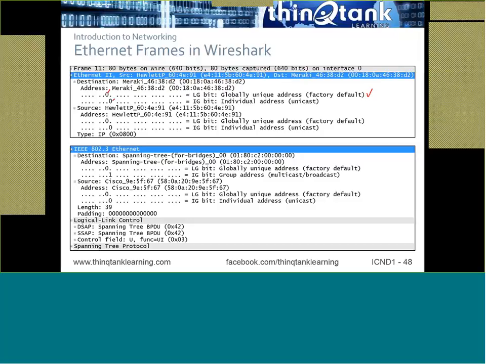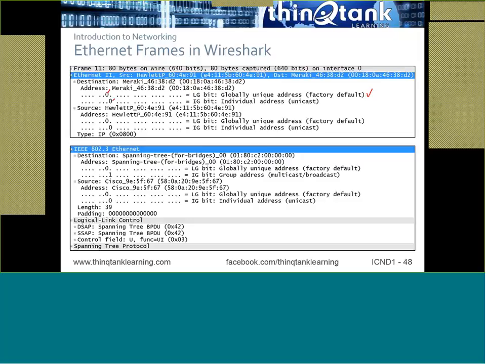If the 7th bit is a 0, that means that this is most likely the burned-in address. It's the globally assigned address, and it's unique throughout the world. That's why it's called globally unique, meaning nobody else in the world has this MAC address.